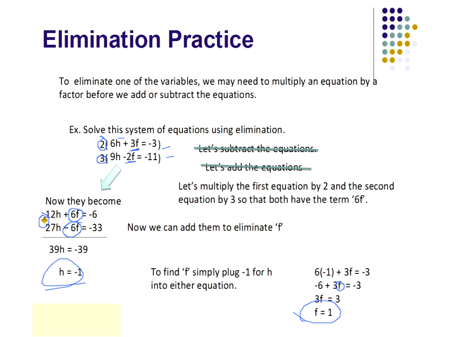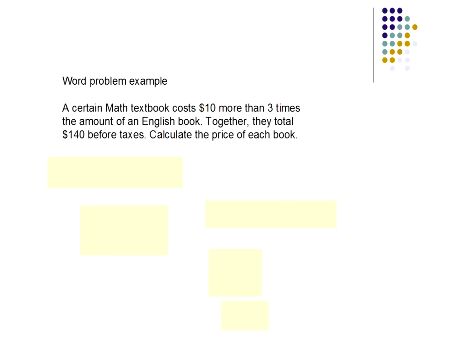So with elimination, what you do is manipulate the equations so that you get the coefficients to be the same for one of the variables. And then you add or subtract the equations, and then you can solve for that variable. And then you have to plug this into one of the first two equations, excuse me, to get the other variable. So we're going to do a quote-unquote real-life word problem.